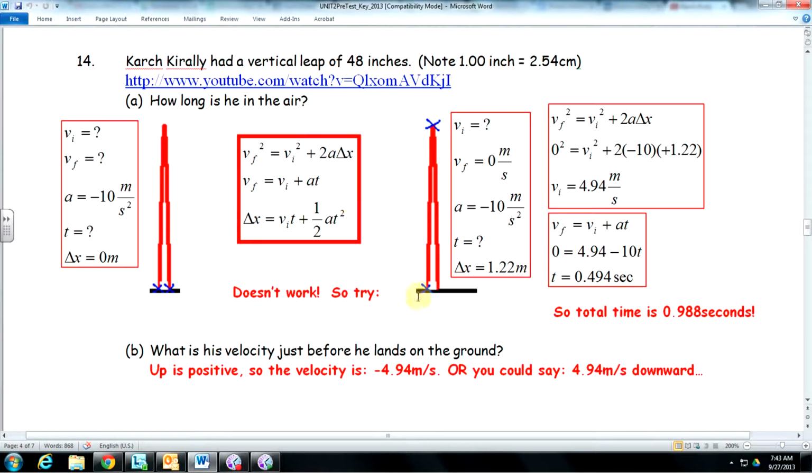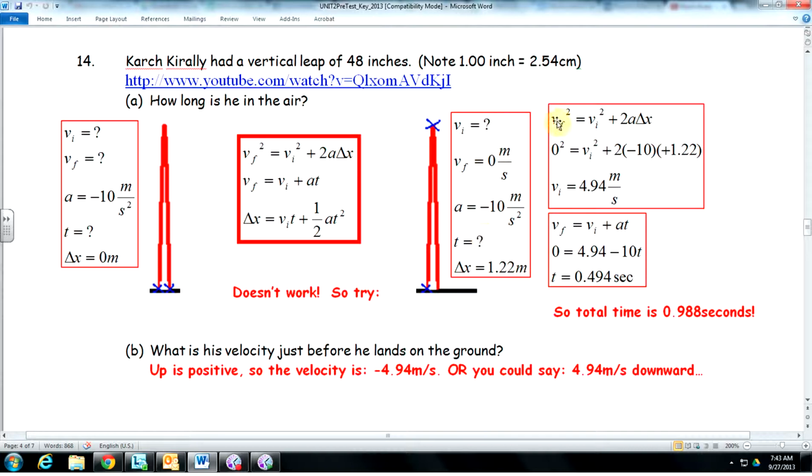This time we're going to put the beginning at the bottom and the end at the top and rethink the problem. When we rethink this problem, we realize that the displacement is now known. It's going to be positive 1.22 meters because it's going up, so that's positive. The acceleration is still negative 10, going down. But now we have this new piece of information, which is the final velocity being 0 at the top. So now that we have 3 pieces of information, we can solve for the other 2 we don't know.